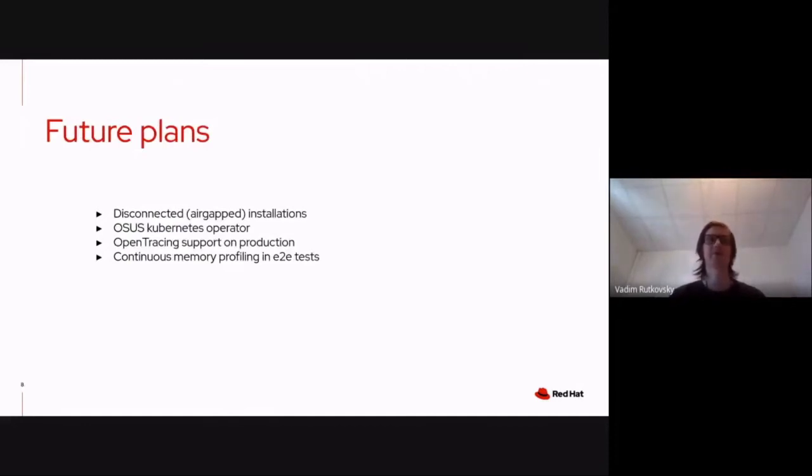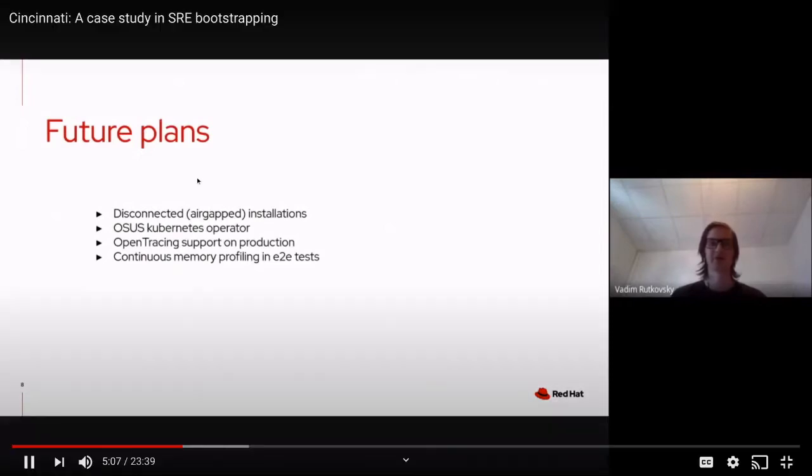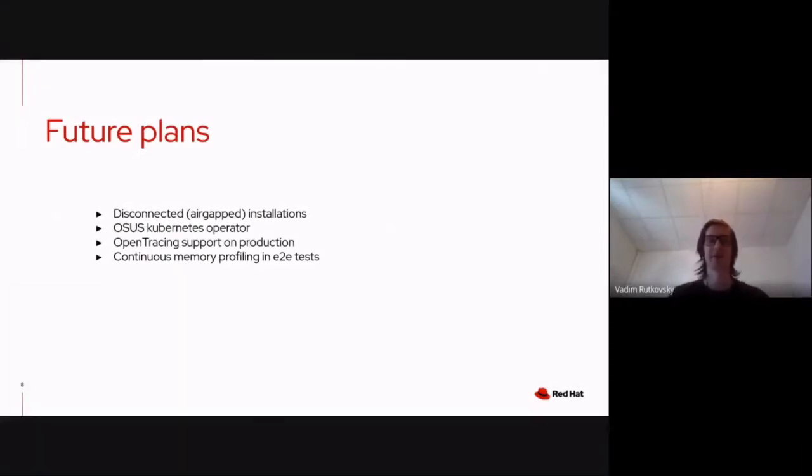Then our future plans and things that we're working on now is support for disconnected installations, which don't require Red Hat's OSUS instance. Work related to operating of the OSUS and helping customers with our experience in that, using the Kubernetes operator to install OSUS, support for OpenTracing on our production instances and helping our customers to make use of that, and work on memory profiling and implementing it in our end-to-end tests. Next slide, please.